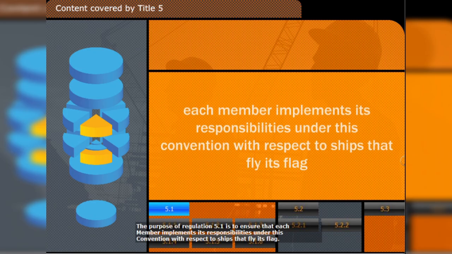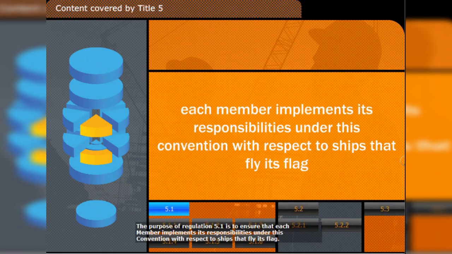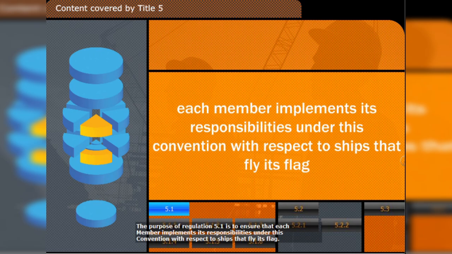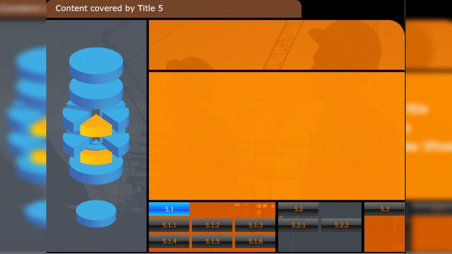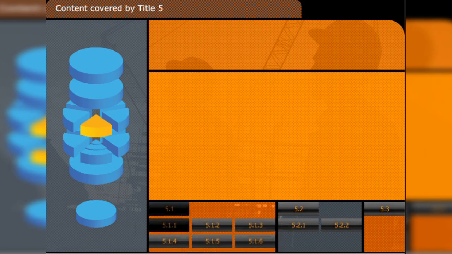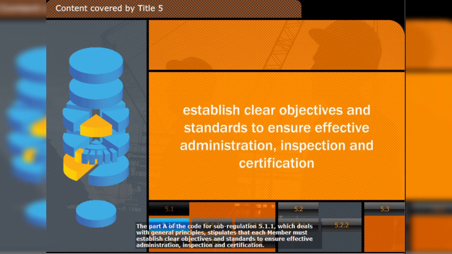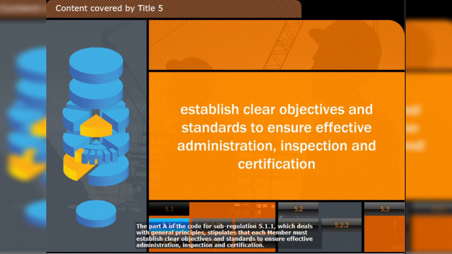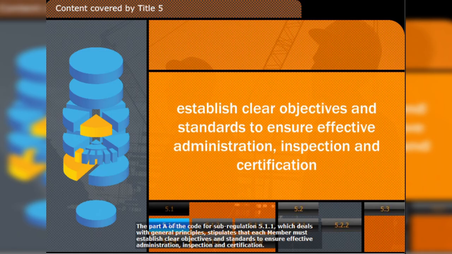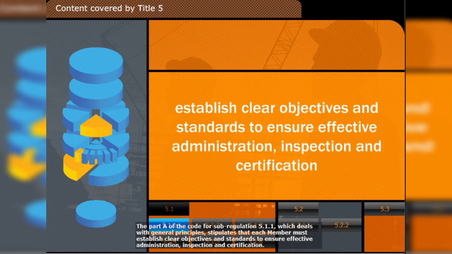The purpose of Regulation 5.1 is to ensure that each member implements its responsibilities under this convention with respect to ships that fly its flag. Part A of the Code for Sub-Regulation 5.1.1, which deals with general principles, stipulates that each member must establish clear objectives and standards to ensure effective administration, inspection and certification.